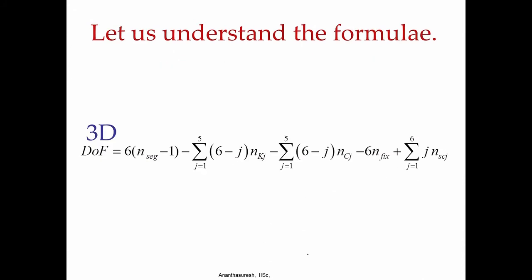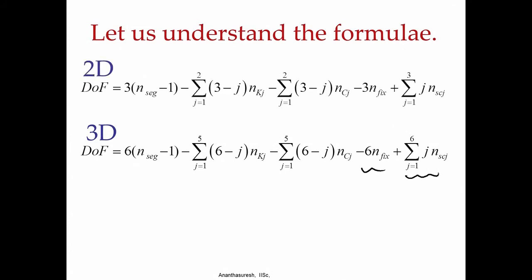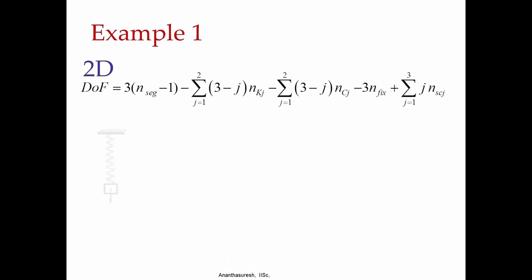Okay. So, 3D also the same thing, we have n fix and the segment compliance. Okay. So, 2D and 3D now we have understood. Let us look at a simple example. Okay. Here I have the fixed frame 1 and this moving body 2, and there is an elastic segment, in this case a spring 3. When I have that here, let us apply this 2D formula and then see what we get.